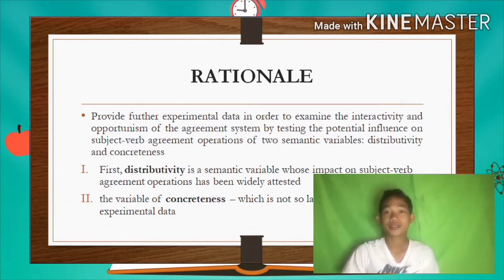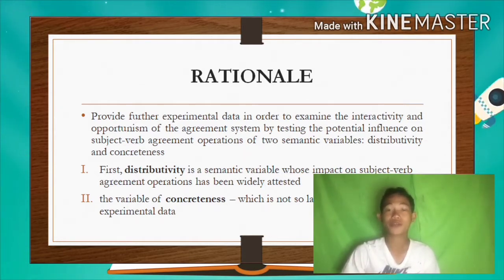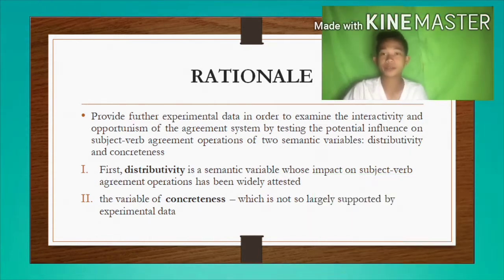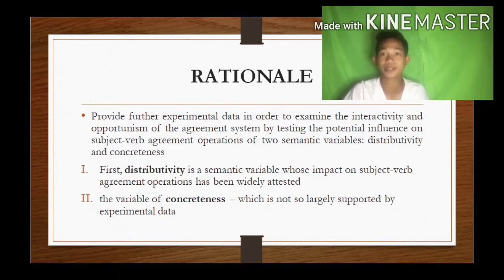First, distributivity, the semantic variable whose impact on subject-verb agreement has been widely attested. Second, the variable of concreteness, which is not largely supported by the experimental data.